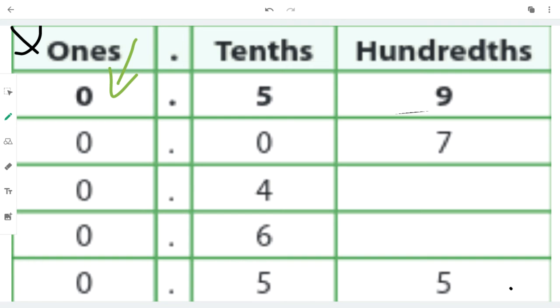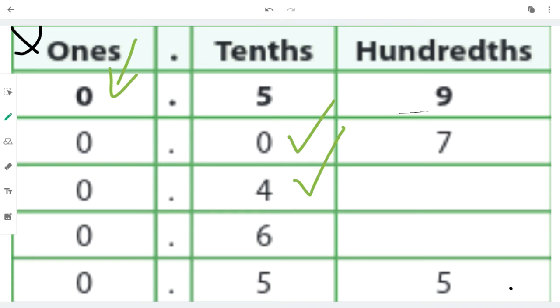The next thing we need to figure out is which one of these tenths is less than 5. If we find out which one of these is less than 5, then we have an answer. 0 is less than 5. 4 is less than 5. But 6 is not less than 5. And neither is 5. They're the same thing. So we know that these two numbers, with 0 and 4, are less than 59 hundredths.